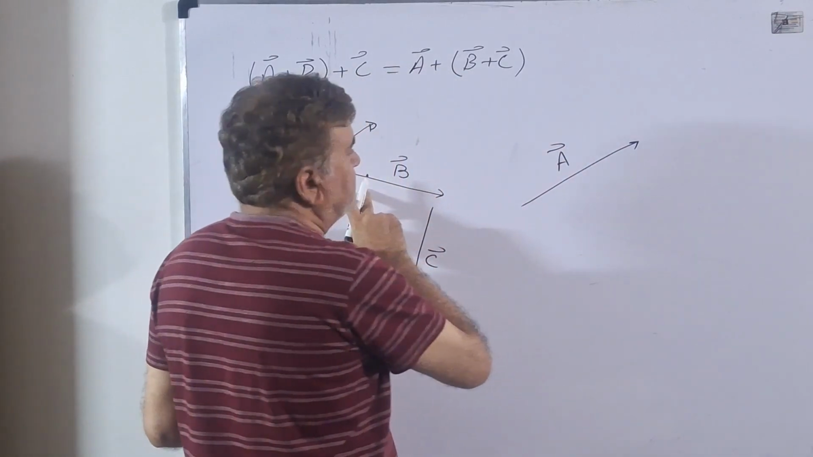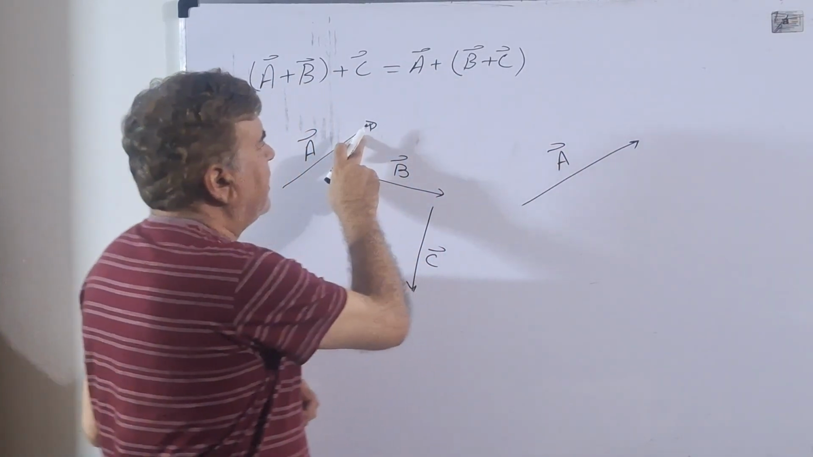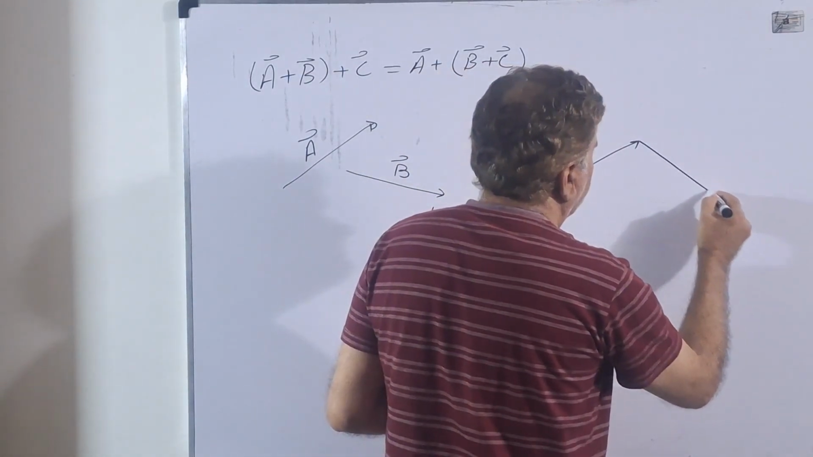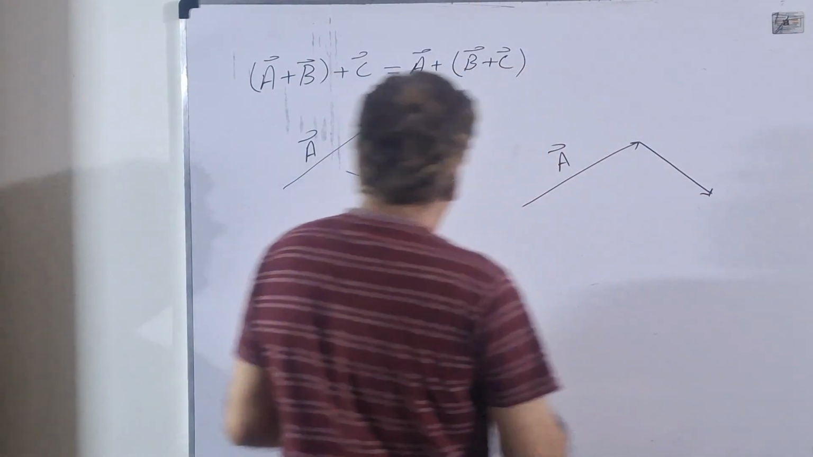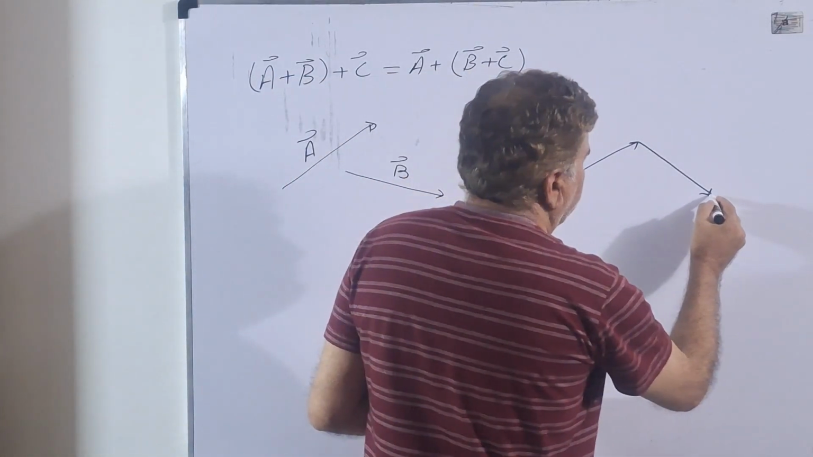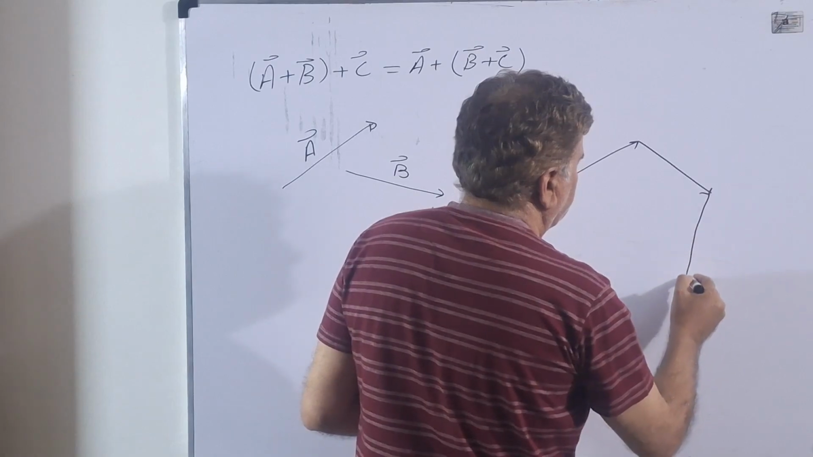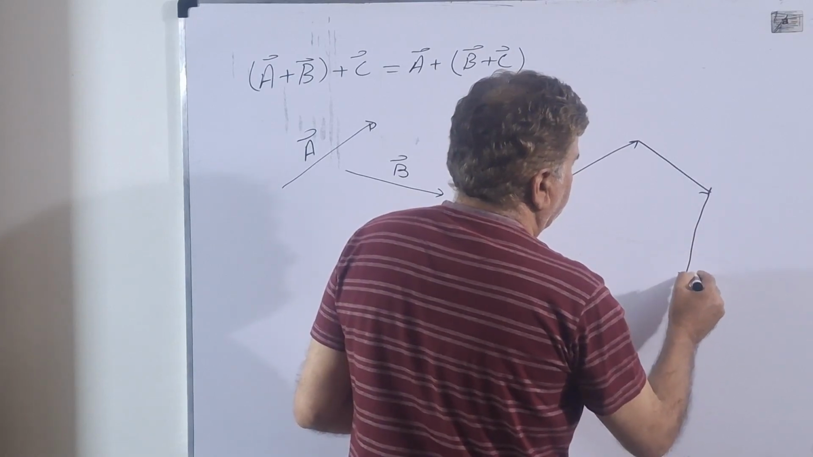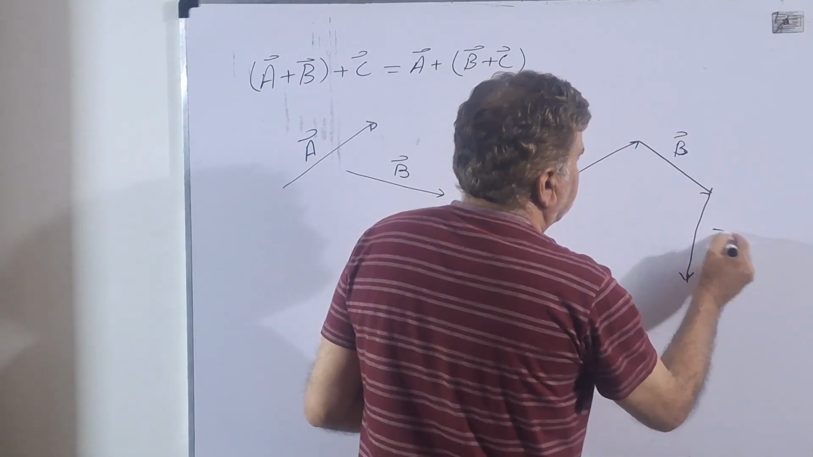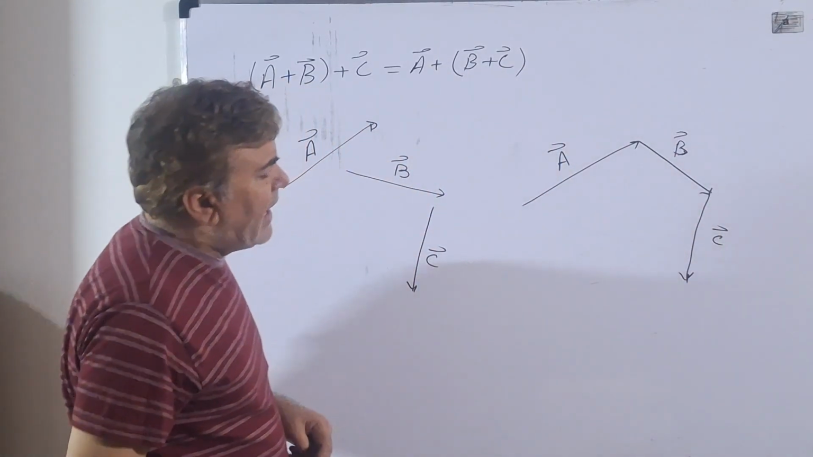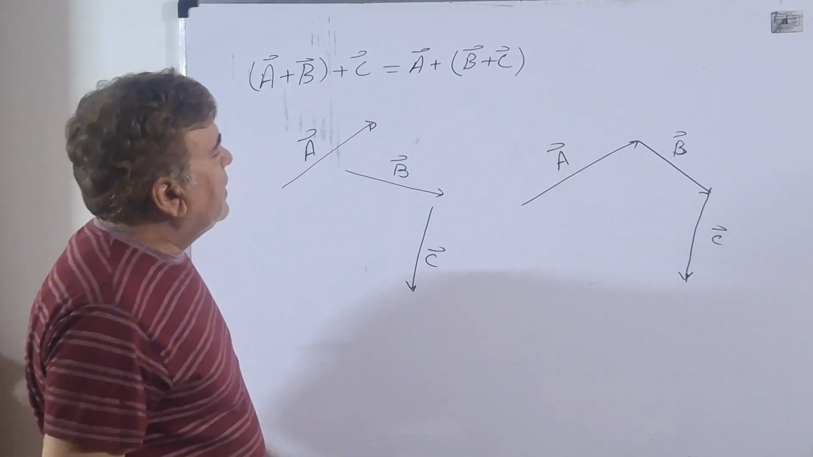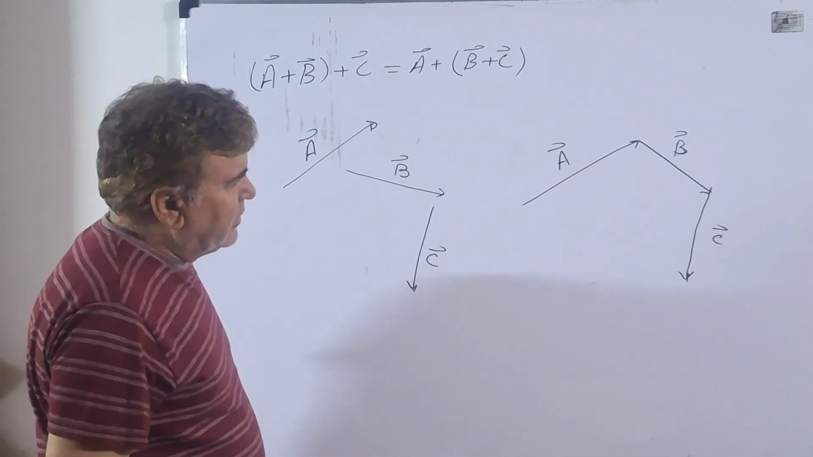Then I put the tail of vector B on the head of vector A and draw it in its own direction like this one. And then I put vector C over the head of vector B to draw it in its own direction. Let's say this is the direction of C. So this is vector B and this is vector C. Now I added the three vectors and I want to prove this relation using this addition.